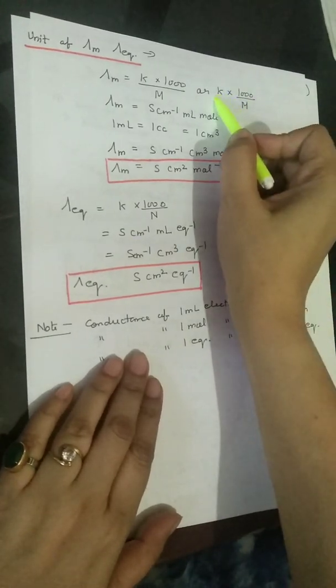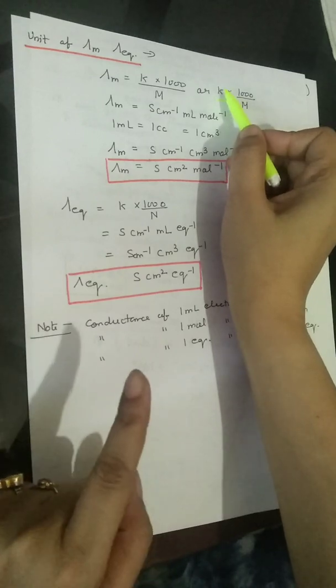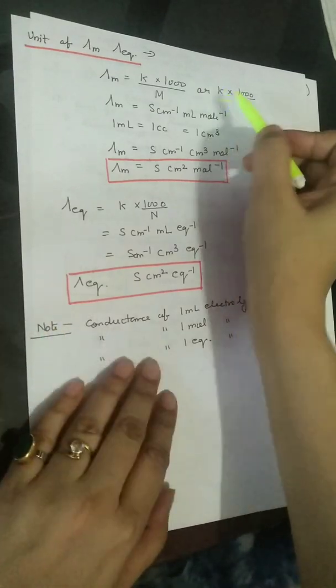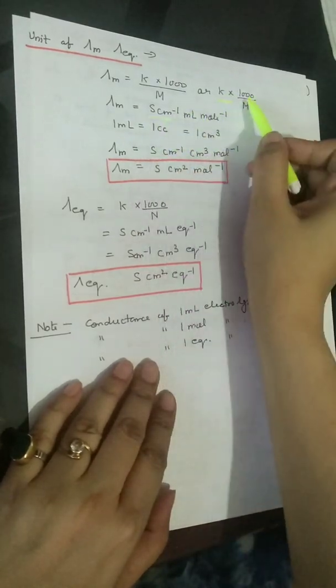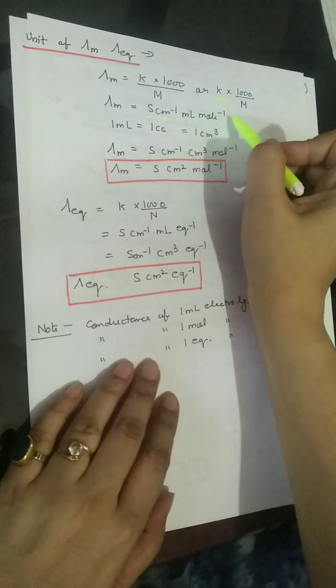So what is the unit of kappa? We have already discussed it in an earlier video. The unit of kappa is Siemens centimeter inverse. Then what is the unit of 1000 upon M? The unit of this is milliliter mole inverse.